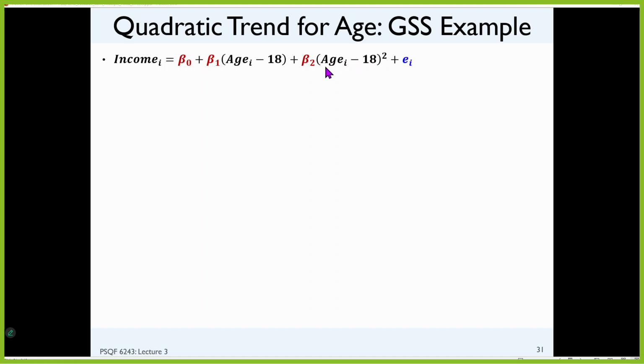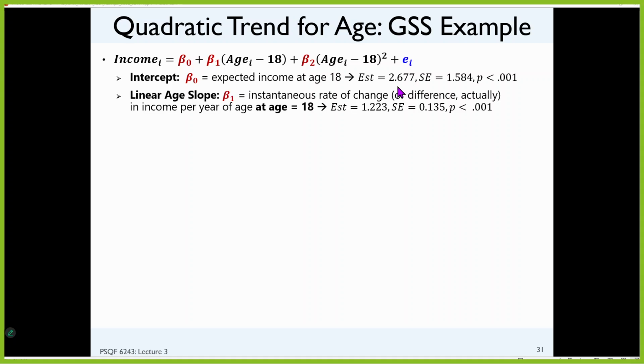0 on that variable. So I've got age minus 18, and I've got age minus 18 squared. So then we know, based on the definition of an intercept, that the expected outcome value when your predictors are 0 is what beta 0 means. So in this context, this is expected income for an 18-year-old. Cool. That person makes no money. They make $2,600 in this survey.